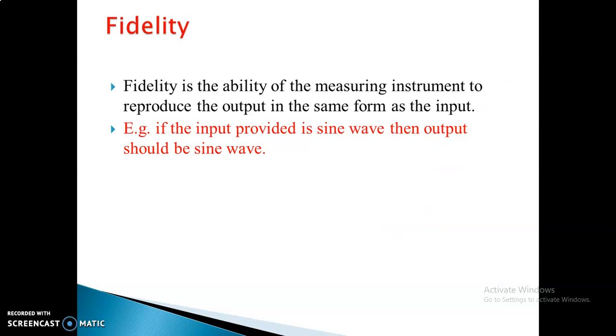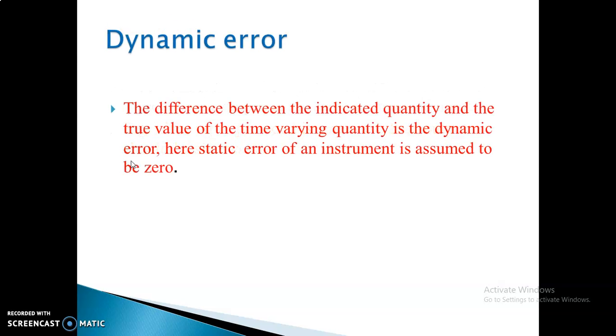The second one is called fidelity. Fidelity is nothing but the ability of a measuring instrument to reproduce the output in the same form as the input. Whatever the change you have made, if the input is a sine wave and the output is also a sine wave, then that is called fidelity. So it should reproduce the output in the same form as the input. If it is not so, then there will be an error.